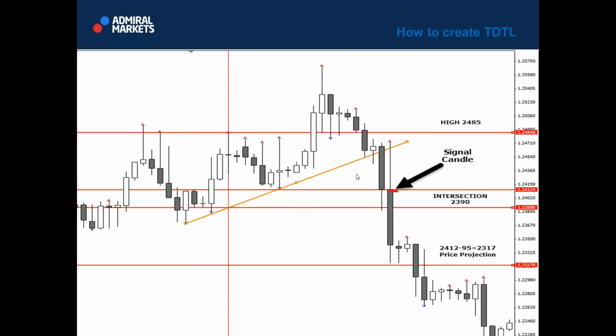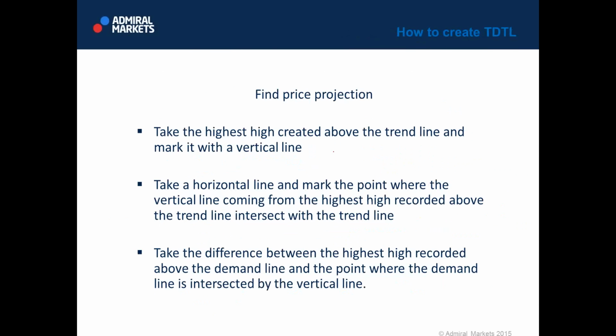So once more, I will go step by step. Then I will show you how this indicator looks on the chart. Okay.